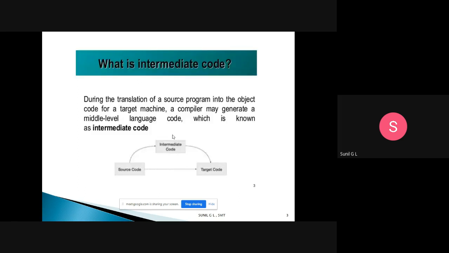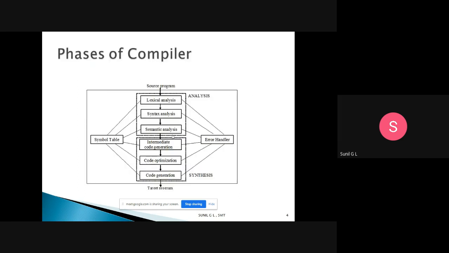Intermediate code generation comes after lexical analysis, syntax analysis, and semantic analysis. The output of semantic analysis is the syntax tree. That will be the input to intermediate code generation. So the fourth phase of the compiler is intermediate code generation.